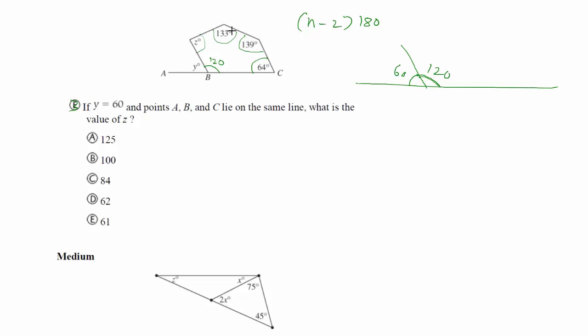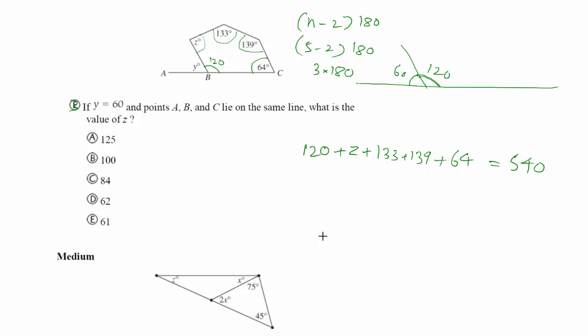1, 2, 3, 4, and 5. So these are 5 sides. So you can say 5 minus 2 times 180, so it'll be 3 times 180, which is 540. So the sum of all these angles will be 540. So we can say 120 plus z plus 133 plus 139 plus 64 equals 540.